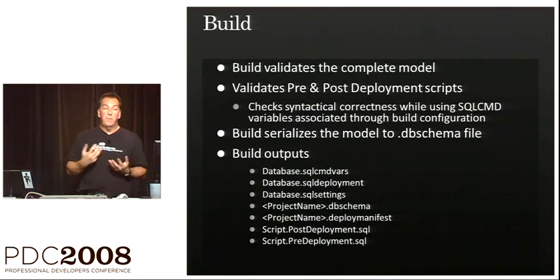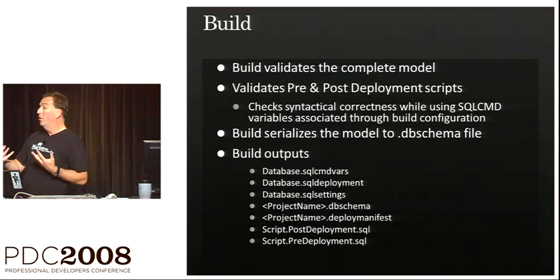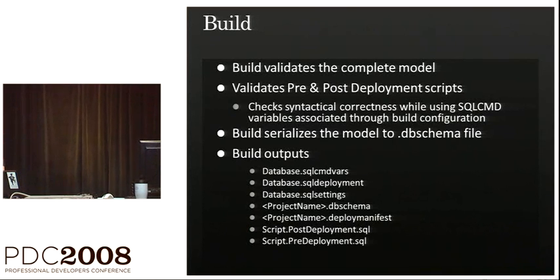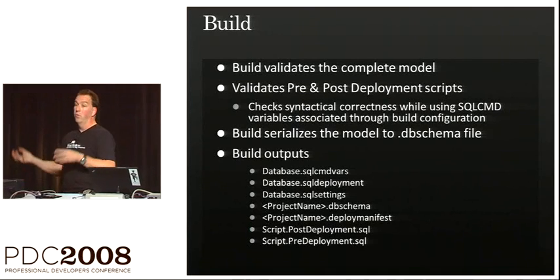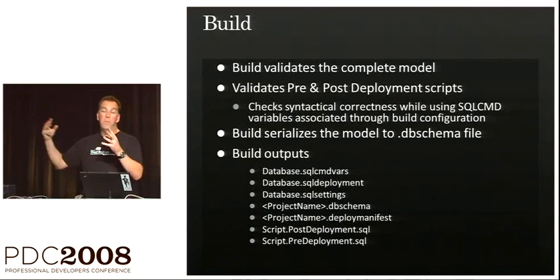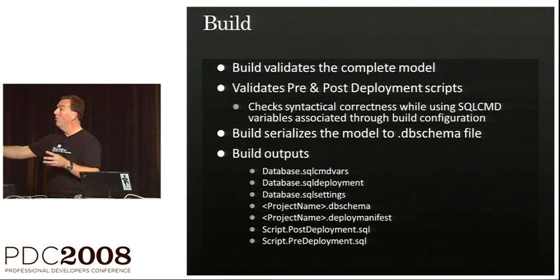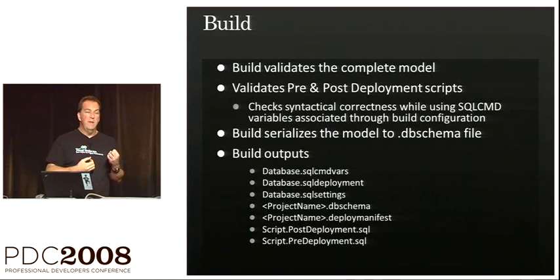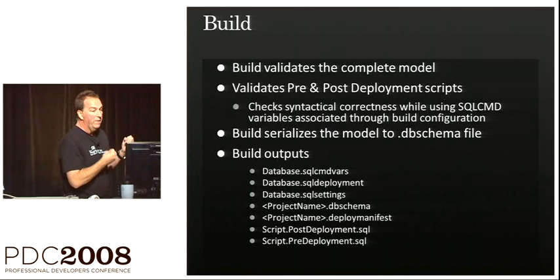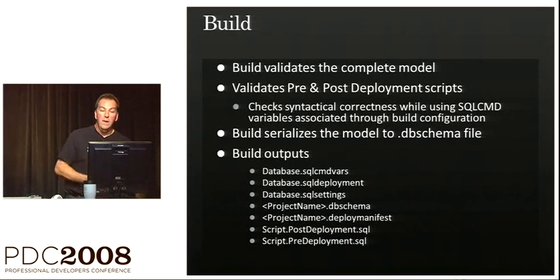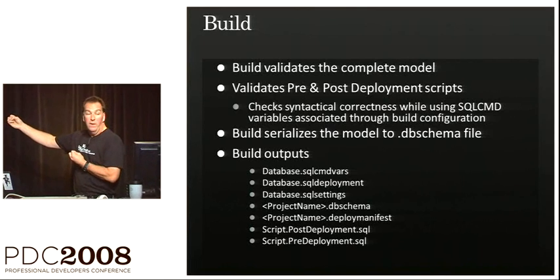Then we validate the pre and post deployment scripts. Now pre and post deployment scripts in this release, the GDR release, are really just that. They are your customization points to run code before and after the build. We no longer need them to do all sorts of miscellaneous actions inside the system, because everything is modeled into the model. Then we serialize it to the DB schema file.